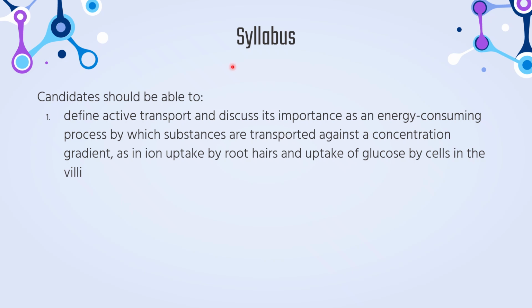For O-level students, you have to define active transport. The definition is important, and you have to discuss the importance of active transport as an energy-consuming process. So it consumes energy, and substances are transported against a concentration gradient, such as the mineral salts uptake by root cells and the uptake of glucose by cells in the villi, which will be covered in chapter 5. So this is the syllabus, pretty heavy, but actually this video is very short. Just the concept alone.